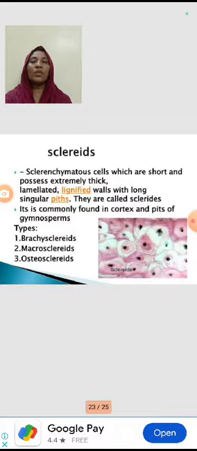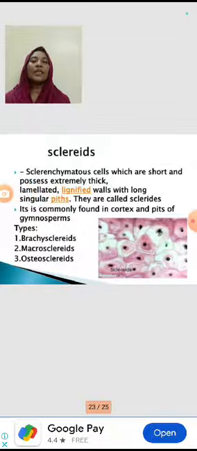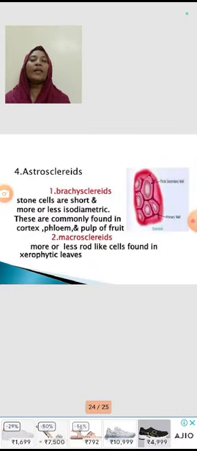And next, the other component of sclerenchyma is sclereids. These are short and lignified, and a single pit is present. They are also classified into four types based upon their shapes: brachysclereids, macrosclereids, osteosclereids and astrosclereids.